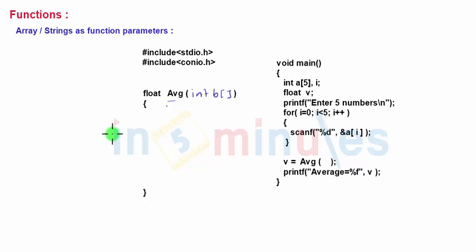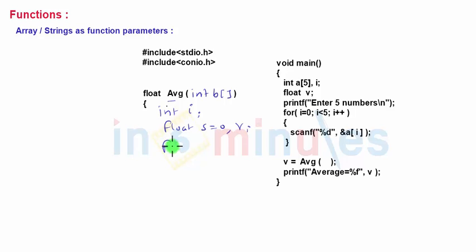Now assuming we are going to work with average of 5 integers, first I need to define some variables over here. For calculation of average of the numbers in the array, let's define integer i as a looping variable. Then I'll define two more float variables. One is, let's say, sum, set to 0 to get the sum of the numbers, and let's say v as a variable to get the average.